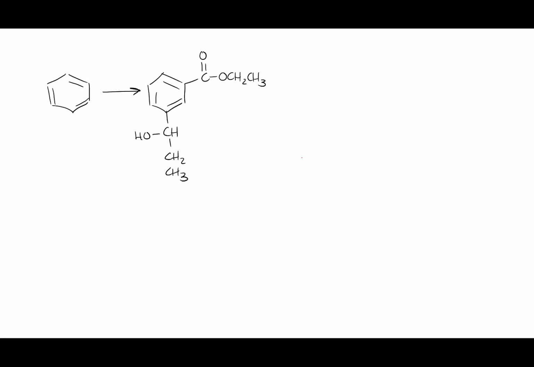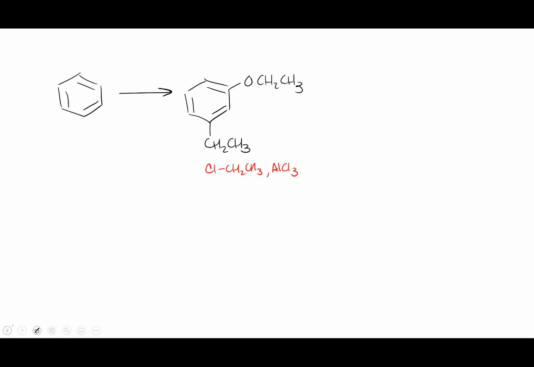How am I going to put the oxygen group on? Well, this is a guaranteed multiple step process. In order to put the oxygen on, I need to first of all put on a nitro group, convert the nitro group to an NH2 group, convert the NH2 group to a diazonium salt, convert the diazonium salt to an OH.